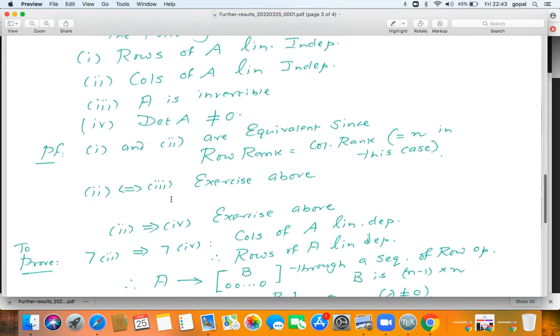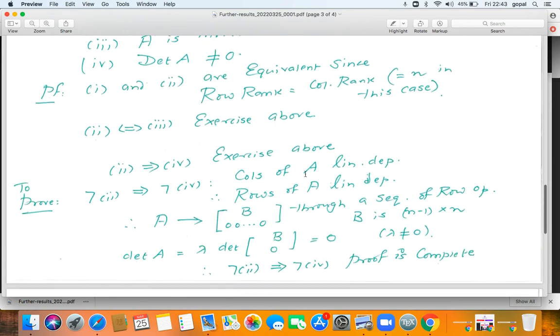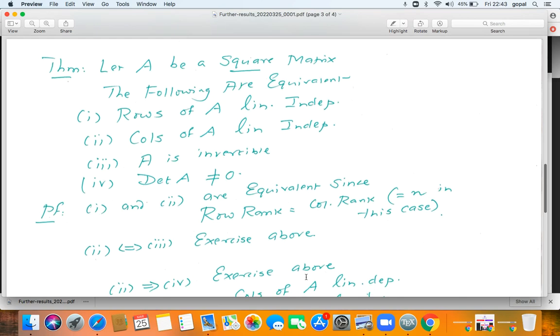So what is the negation of 2? Columns of A are linearly dependent. So if the columns of A are linearly dependent, then the rows of A are linearly dependent. If the rows of A are linearly dependent, then one of the rows can be made zero through a sequence of elementary row operations. The determinants of these two matrices are related by lambda. So the determinant of A equals lambda times the determinant of this other matrix. But the entire row is zero, so this determinant is zero. Therefore, the original determinant of A is also zero. So negation of 2 implies negation of 4. The proof of this equivalence is established.